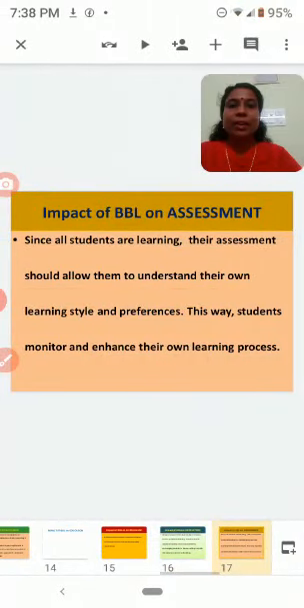Impact of BBL on assessment. Since all students are learning, their assessment should allow them to understand their own learning style and preferences. This way, students monitor and enhance their own learning processes.